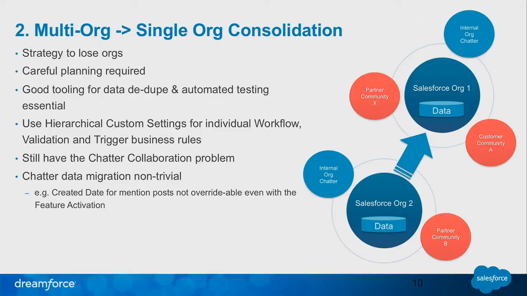However, we still have that same problem with the Chatter collaboration. We still have 3 communities here, okay, and we still have 3 feeds to look at. And if you want to migrate Chatter data from this community or this org, that's not a simple thing to do. One of the known issues is if you're trying to move, say, a mention post, the created date for that post, you can't just set through a data loader, even if you have the feature activation from Salesforce.